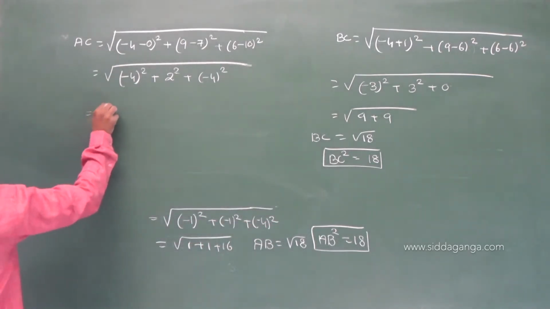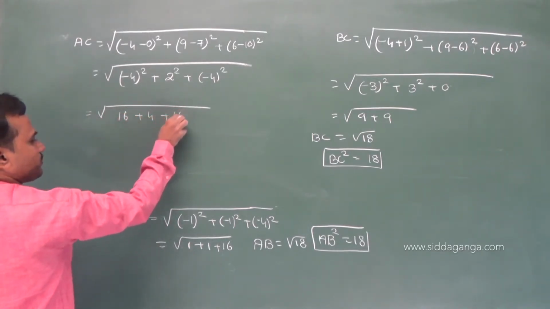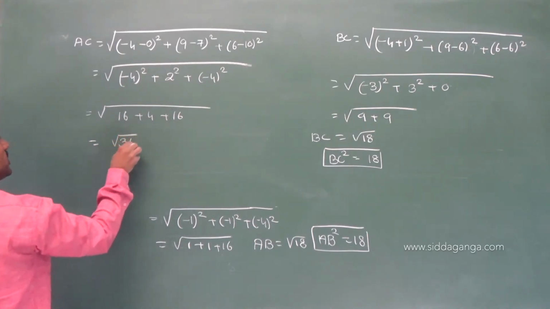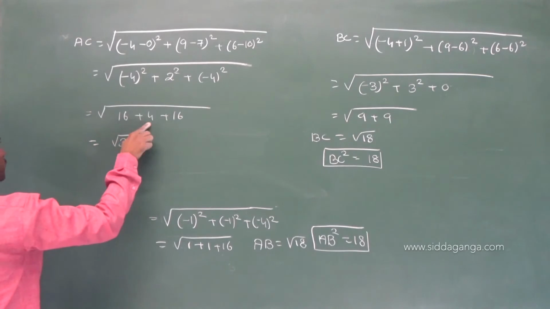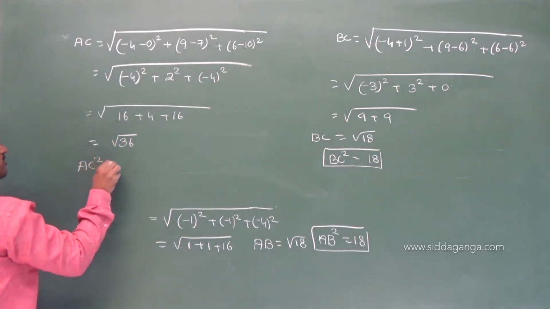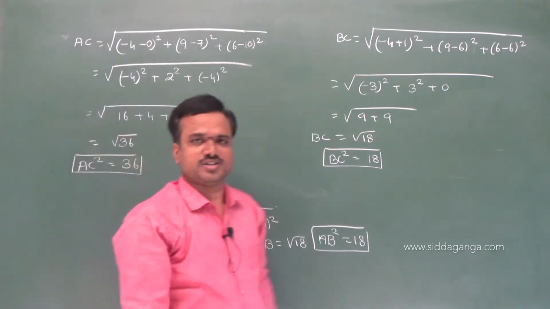That is equal to: minus 4 squared is 16, plus 4, plus 16. How much? Square root of 36. Correct? 16 plus 4 is 20, 20 plus 16 is 36. So AC square is 36.